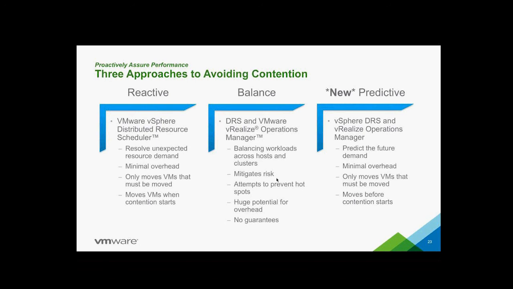And the third option, which is announced with this particular version of vROps, is Predictive DRS. This basically means that we'll use vSphere DRS and vRealize Operations Manager to predict the future demand, and use this with minimal overhead to move VMs across the hosts, primarily because DRS does that in a cluster before the contention starts.